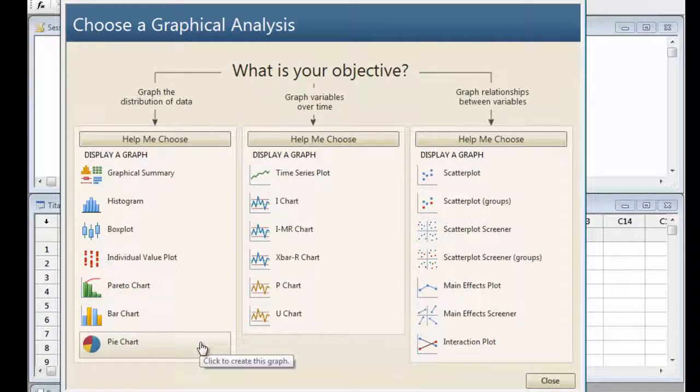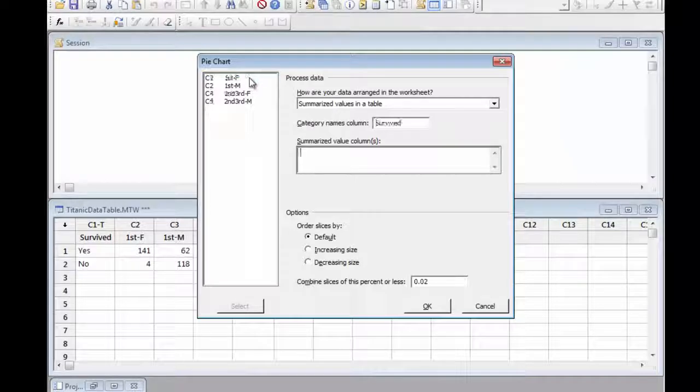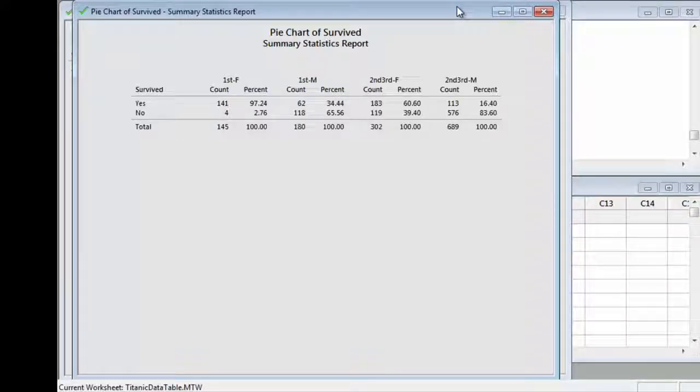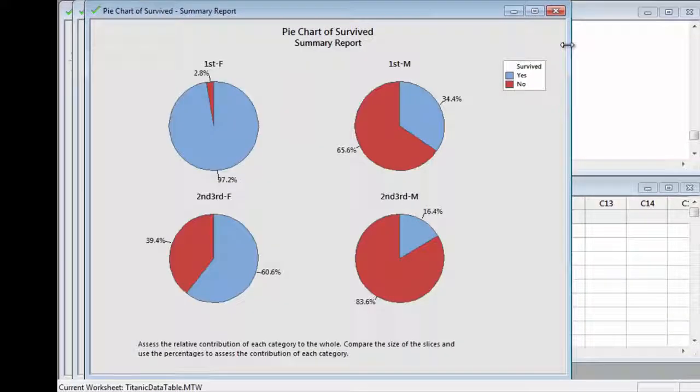Press the Pie Chart button and select the appropriate category and summarized value columns. Minitab produces a table of summary statistics with details about the data, as well as a summary report, which shows the percentage of survivors for each category. Blue represents the percentage of each passenger group that survived.